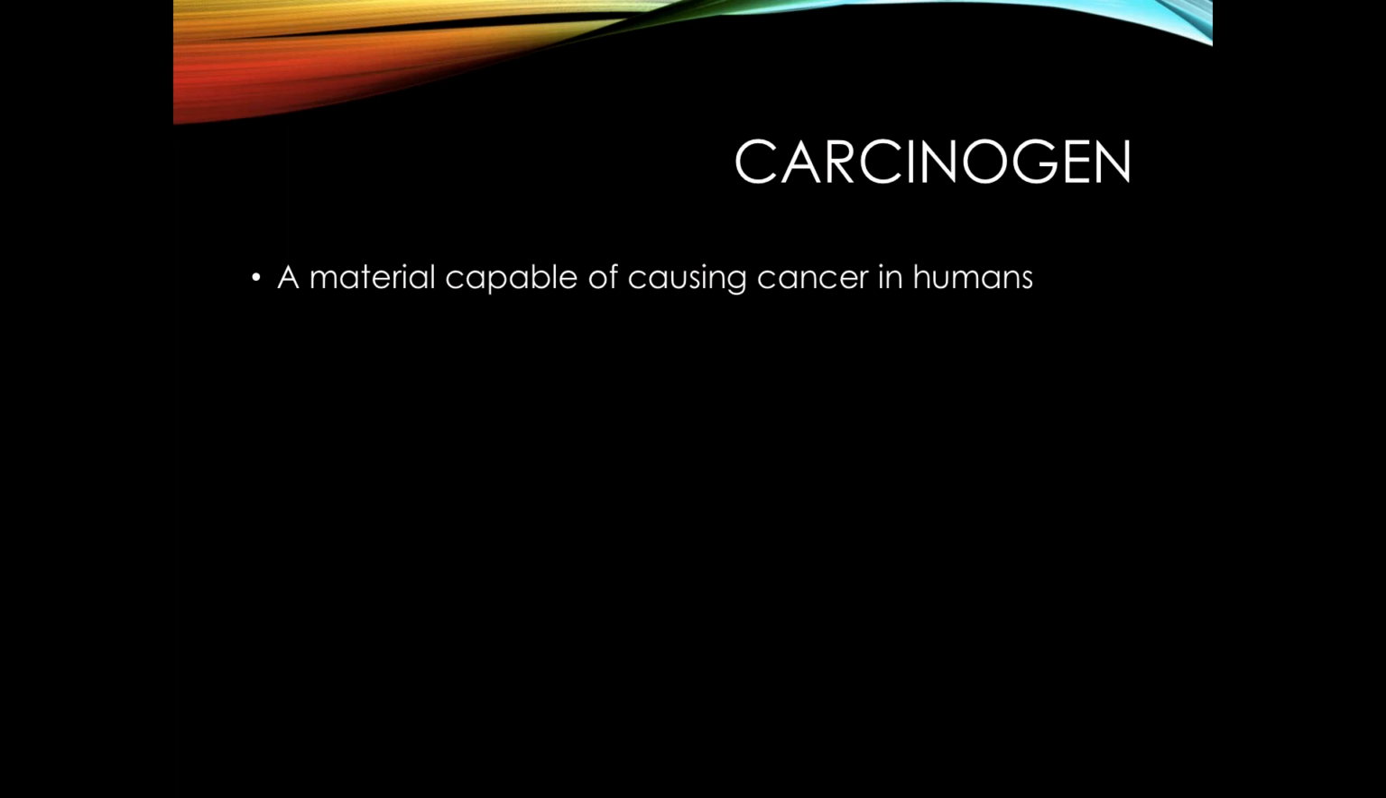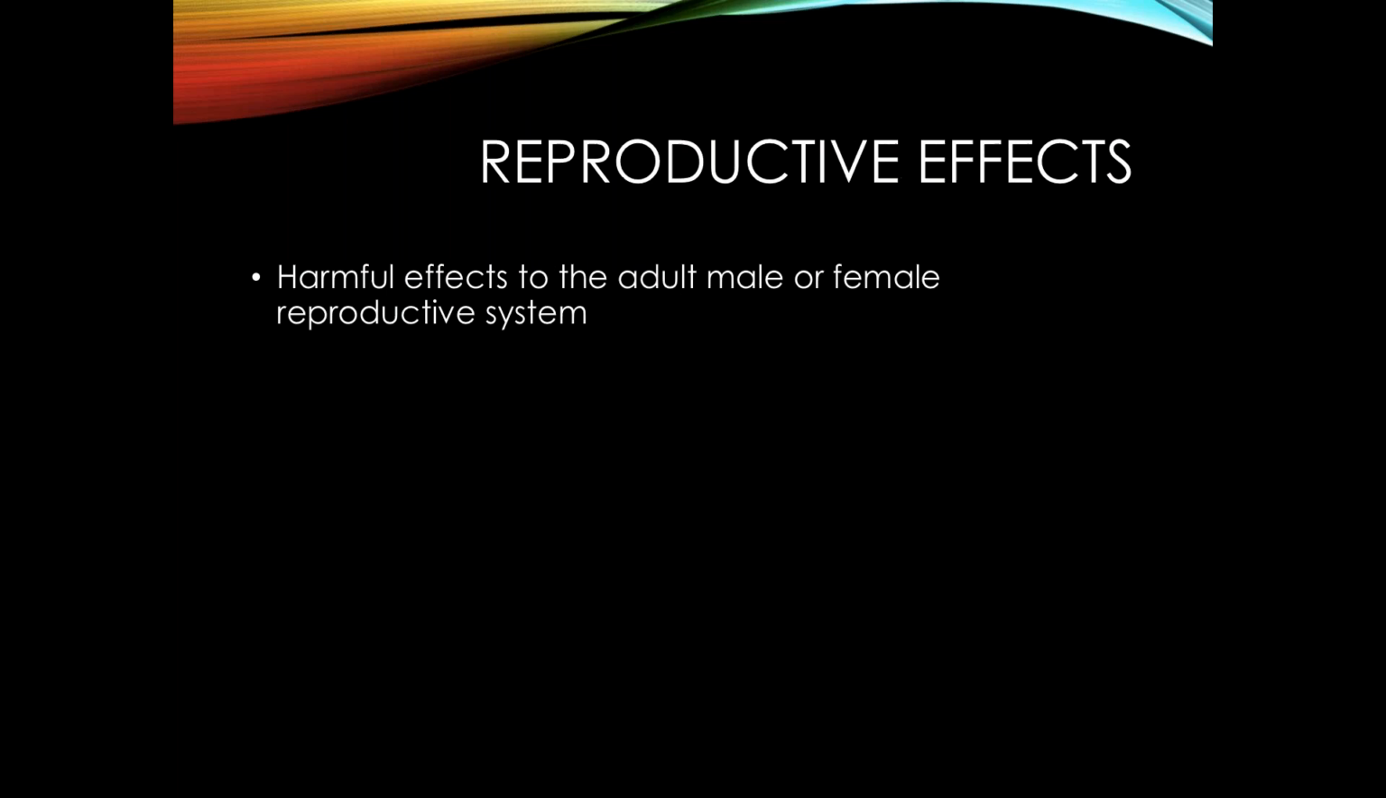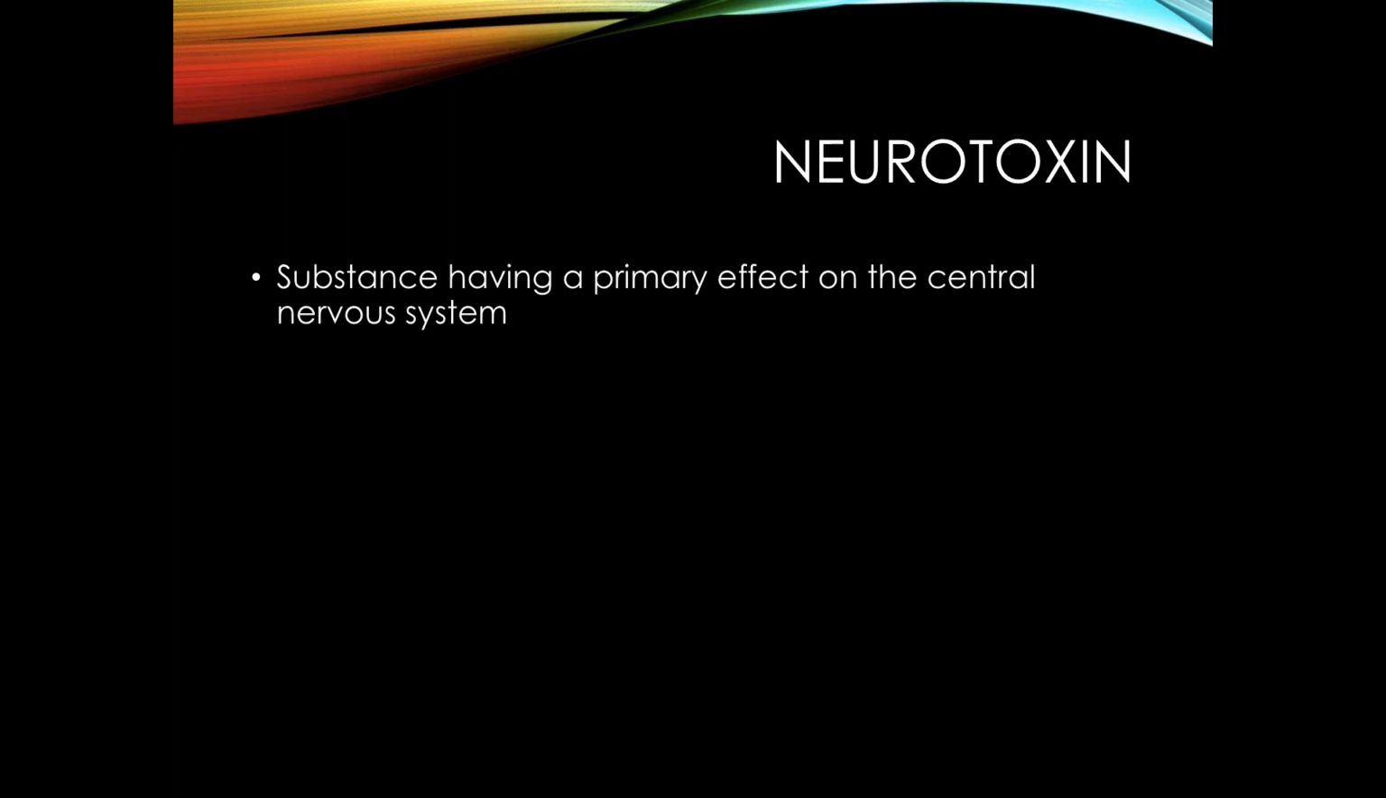Carcinogen is a material capable of causing cancer in humans. Teratogen is capable of causing physical defects in a developing embryo or fetus. Reproductive effects are harmful effects to the adult male or female reproductive system. Neurotoxins are substances that have a primary effect on the central nervous system. Like ricin.